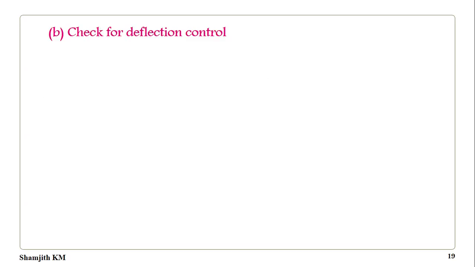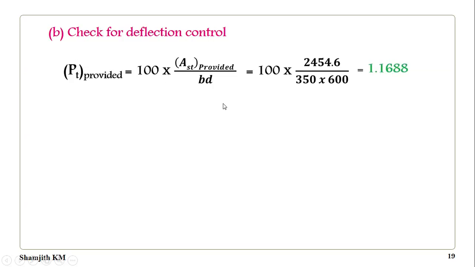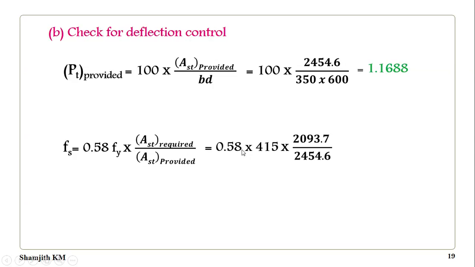Now we need to check for the deflection control too. To calculate the deflection, we will first calculate the percentage steel, or Pt provided, that is 100 into Ast provided by bd. We will be getting a value 1.1688. Then we will be finding Fs, 0.58 into Fy into Ast required divided by Ast provided. It is equal to 0.58 into 415 into 2093, Ast required, divided by Ast provided 2454.6. We will be getting a value 205.31.